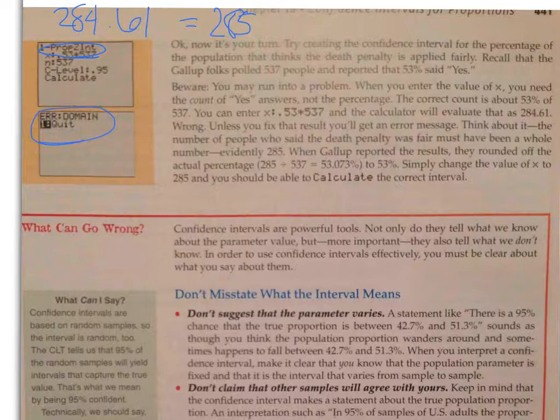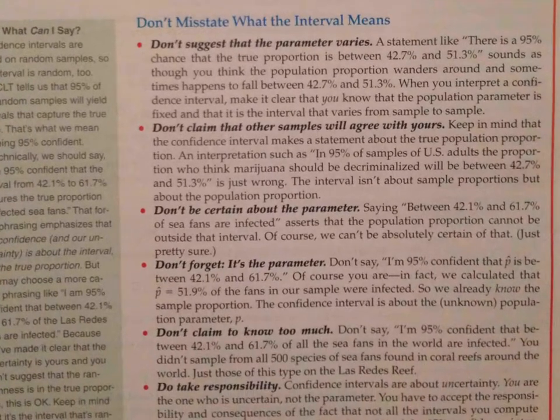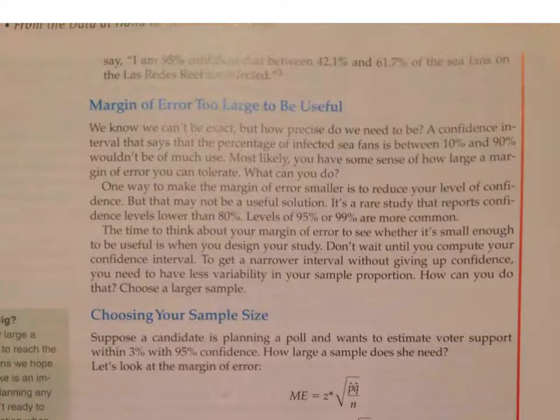I know a lot of times you guys don't read these what can go wrong sections, but for this chapter, there's actually a lot of information in there. So when you go through, some of these first ones are about those don't say too much. Make sure you write the sentence exactly right. Now, I am 95% confident that blah, blah, blah, all that kind of stuff. But here is teaching you how to go forward and backward.